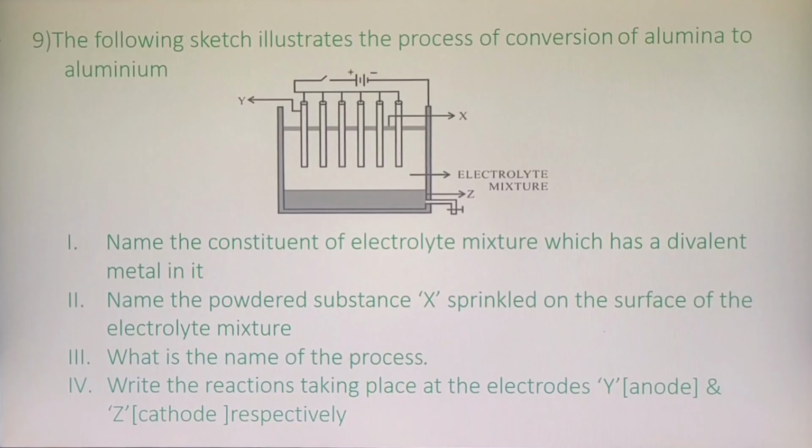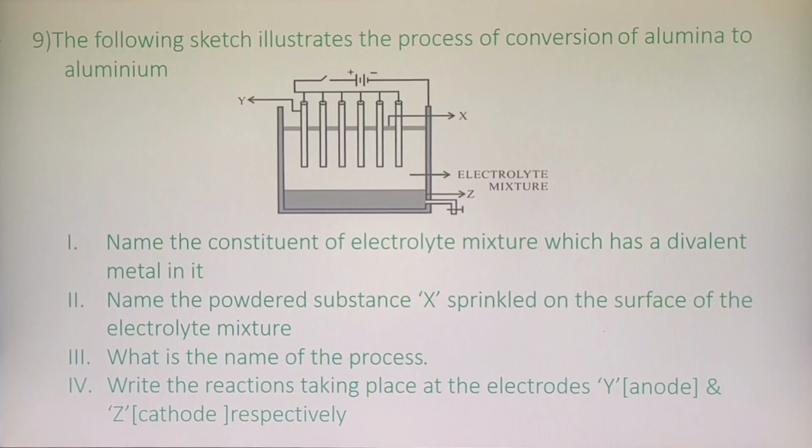Next question. Name the powdered substance X. Can you see here? On the surface of the electrolyte, there is a black colored powdered substance sprinkled on the surface of the electrolytic mixture. They are asking which compound X that is. The compound X that is added here is coke. Now coke is nothing but carbon, but please do not write the answer as carbon. Be specific, write the answer as coke.